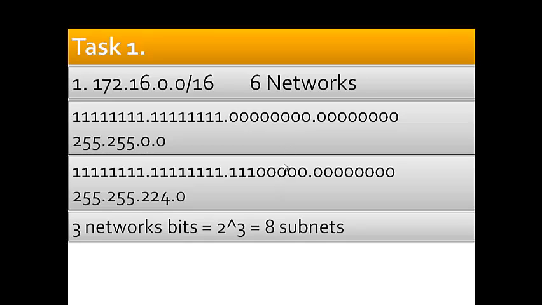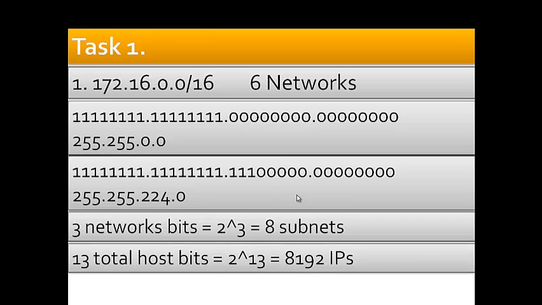Now the number of host bits is 5 and 8, meaning a total of 13. 2 exponent 13 is equal to 8192 IPs. We are getting 8 subnetworks, and in each and every subnetwork we will get 8192 IPs, in which 2 IPs, the very first that is the network IP and the very last that is the broadcast IP, will be reserved. So 8190 IPs can be used on your end devices.